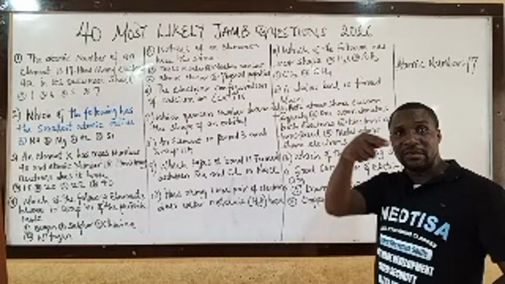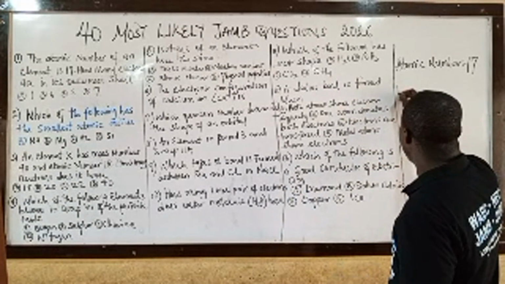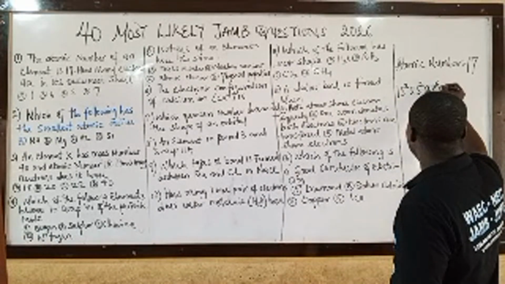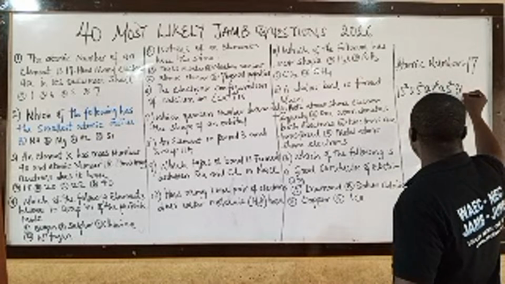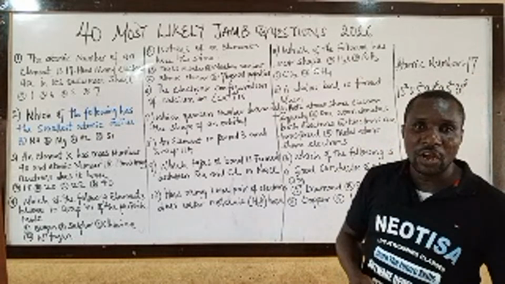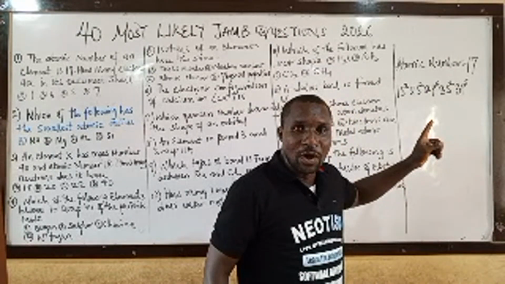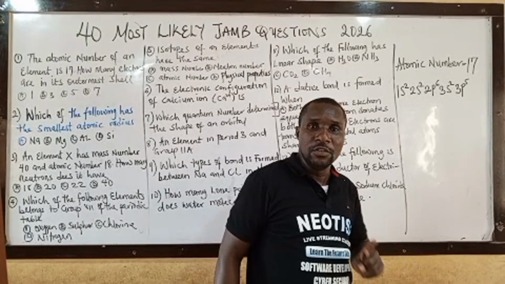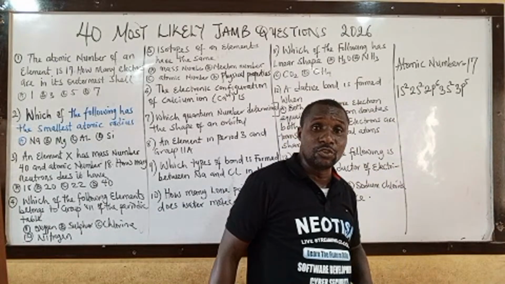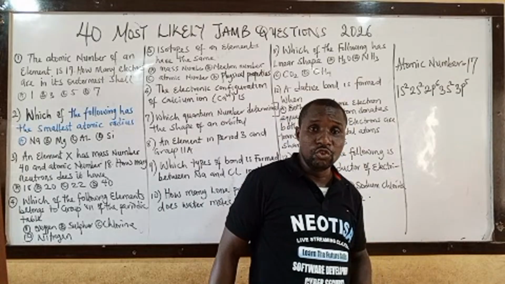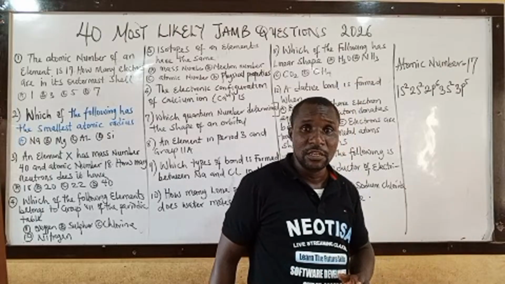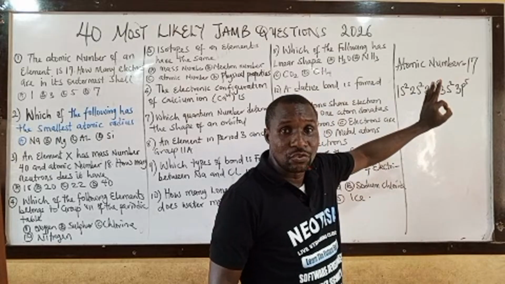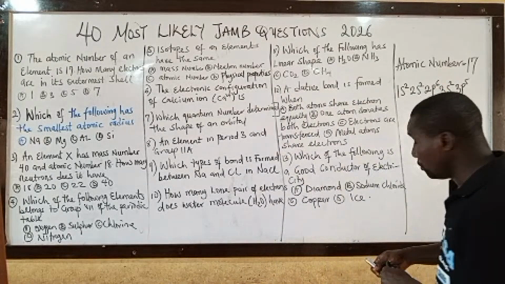Then write the electronic configuration, which is 1s2, 2s2, 2p6, 3s2, 3p5. I've done a video on this, which will be posted on the YouTube channel. You can watch this video on how to write electronic configuration so that you can understand how to write it. Take note of this.